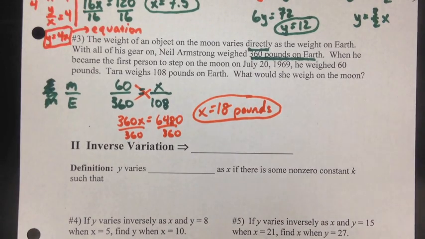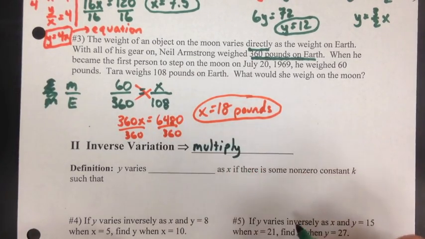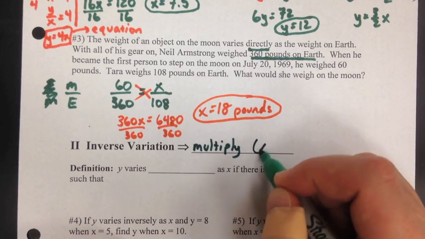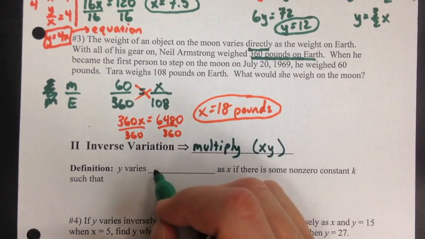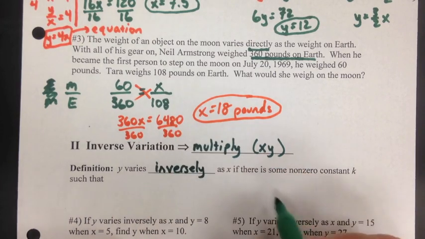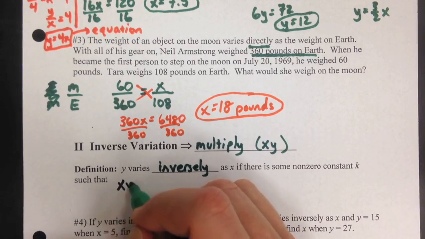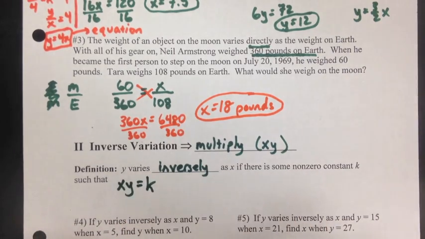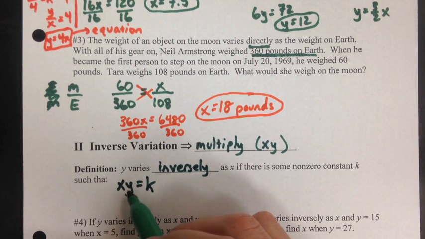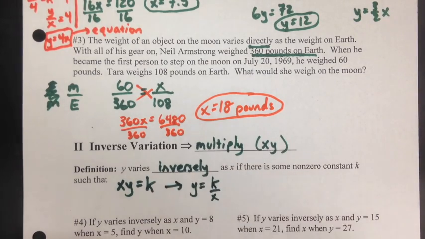Well, direct is to divide. Inverse is going to be to multiply the variables. So this time we'll do x times y. The definition: y varies inversely as x if there's some non-zero constant k such that x times y equals k. Now if you were to solve for y, you would move the x to the other side by dividing it, and you would get y equals k over x.